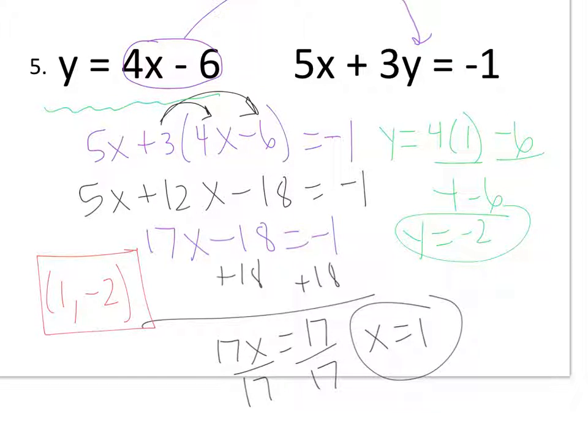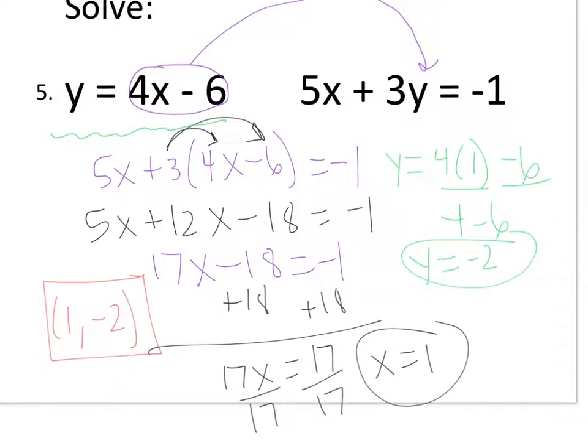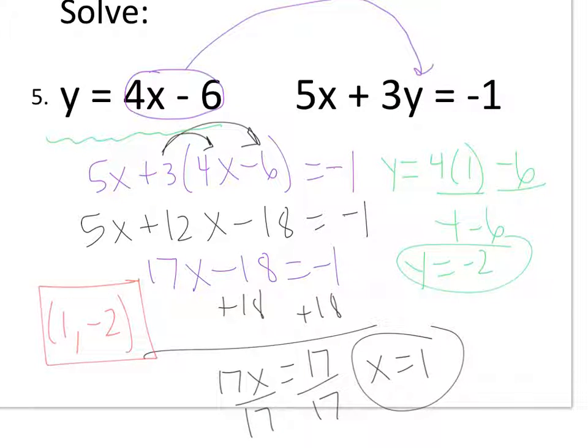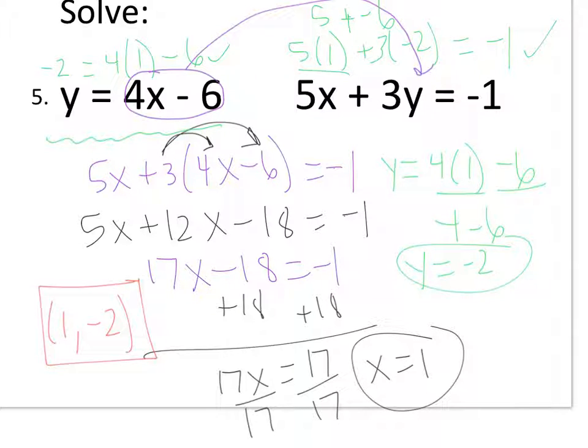Now if I plug in 1 and negative 2 into both equations, they should make that equation true because this is a solution to this system. So I'm going to go ahead and try that right now just to confirm my answer. So I would say negative 2 equals 4 times 1 minus 6, and 4 times 1 is 4, minus 6 is negative 2. So it works. Here I will plug in 1 for x plus 3 times negative 2 for y equals negative 1, so 5, and then plus negative 6 does equal negative 1, so that works as well. So here would be an example with using substitution to solve this system.